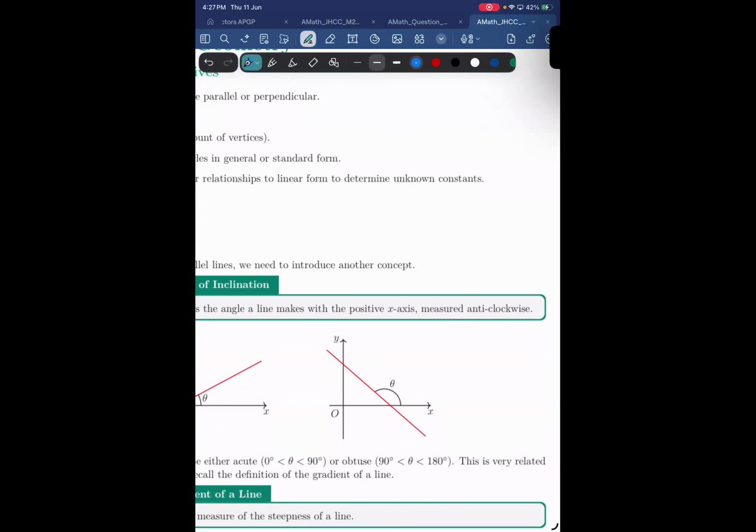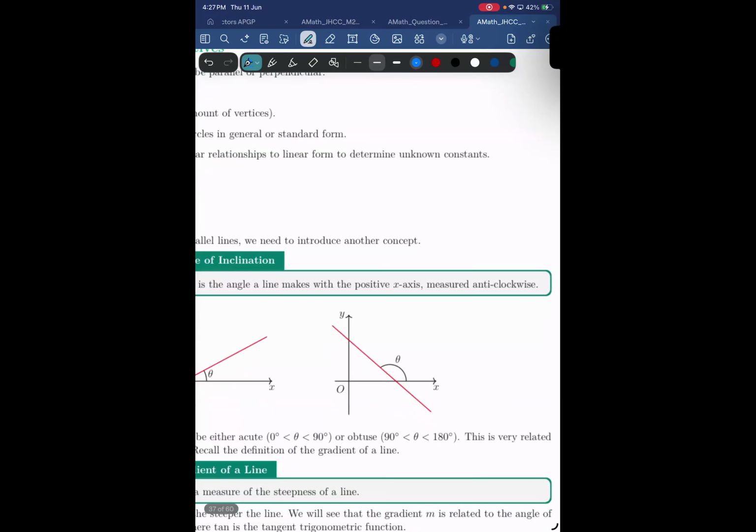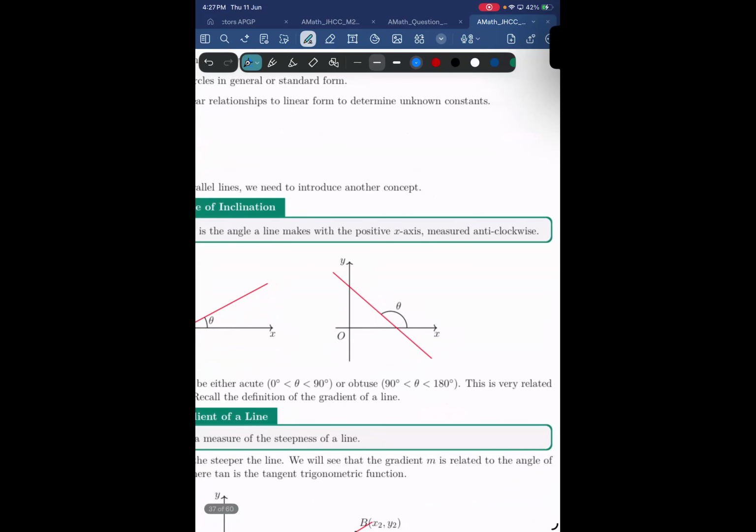I don't think you all will be too foreign with this, hopefully. Angle of inclination is basically the angle a line makes with the positive x-axis, measured anticlockwise. So actually, this looks like the angle in trigo, the same way you measure it. The angle of inclination can be acute or obtuse, and it doesn't really matter which one it is.